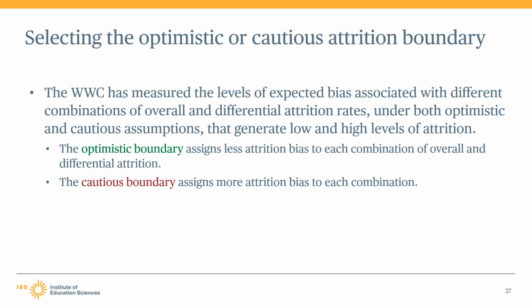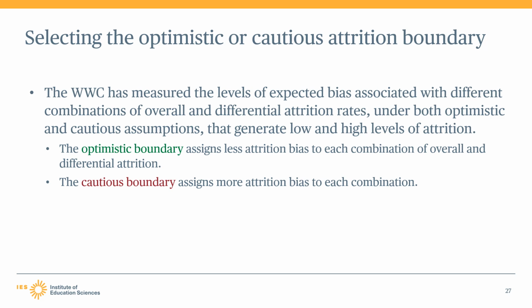In general, choice of the optimistic boundary indicates that the review team has determined that attrition in a sample is unlikely to be related to the intervention. Examples where the optimistic attrition boundary could be used include interventions that are unlikely to influence retention in schools, such as supplemental K-12 curricular or other targeted interventions delivered during regular school hours.